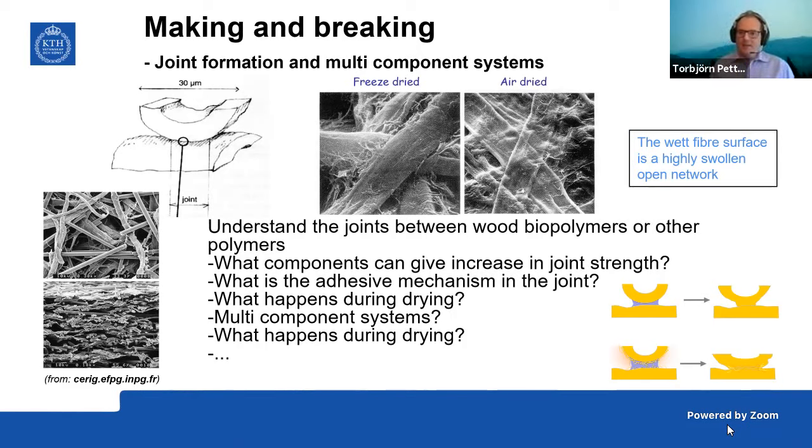What component can give increased joint strength? What is the adhesion mechanism in the joint? What happened during drying? What happened if we put another component in? What happened when the water evaporates? In the wet state, the fiber wall is highly swollen and an open porous network, and drying turns it into a more solid material.